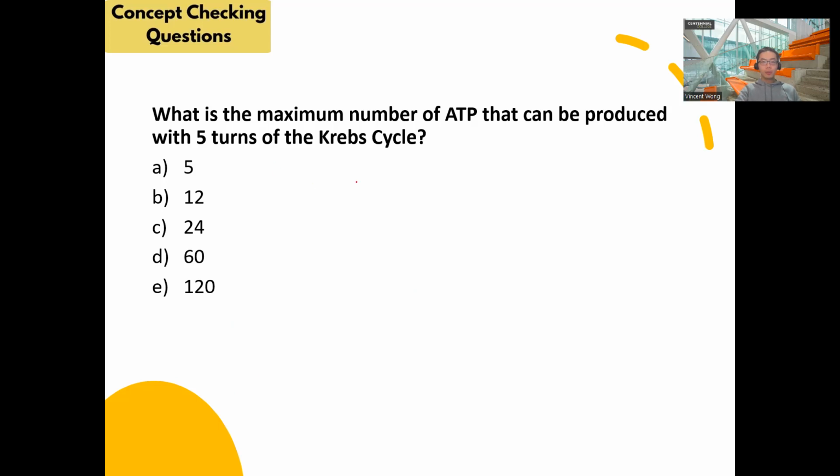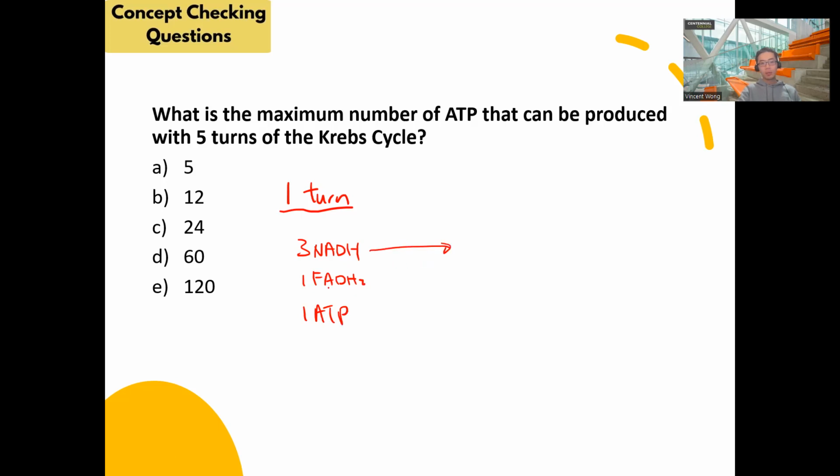And so over here, we have to take a look at 1 turn of Krebs cycle. 1 turn. If you look at the notes we wrote earlier, with the circle, right? It produces, for each turn, 3 NADH, 1 FADH2, and also 1 ATP, right?